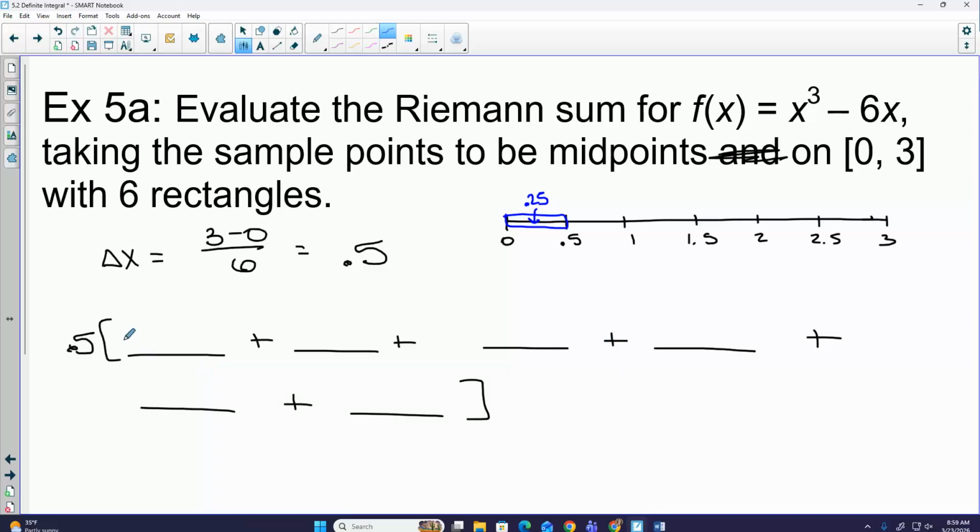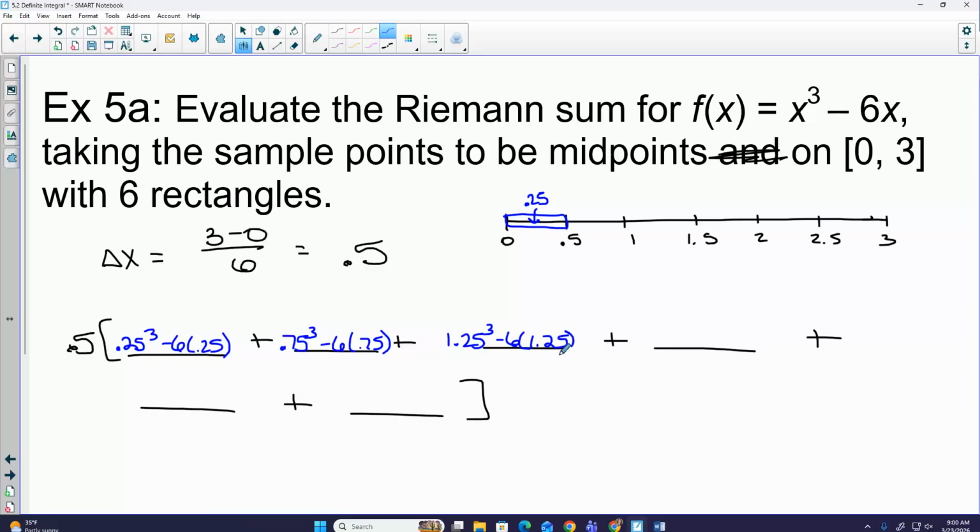So we have 0.25 cubed minus 6 times 0.25. Now, once you get the first point, everything else is the same. My change in x is still 0.5, so I add 0.5. You could go through and calculate the midpoint of every one, but we know if we have the first one, the next one just goes up by 0.5, so it'll be 0.75 cubed minus 6 times 0.75.